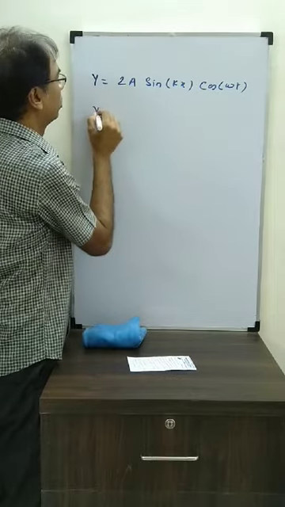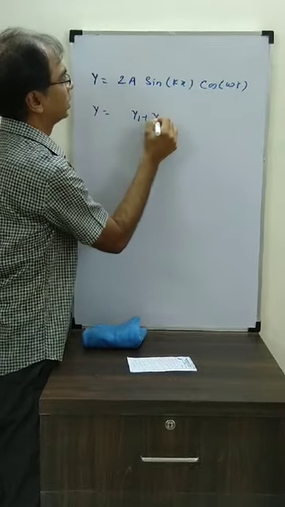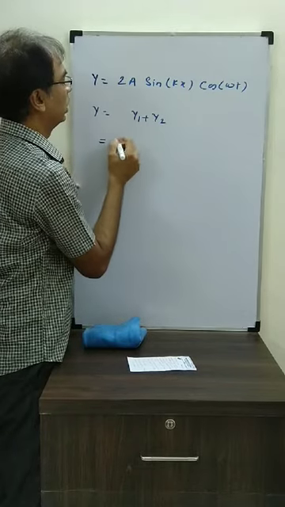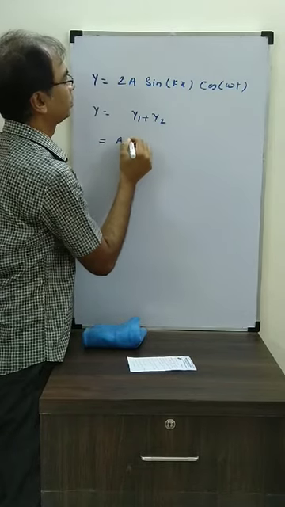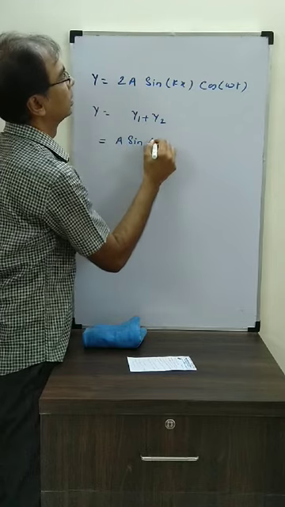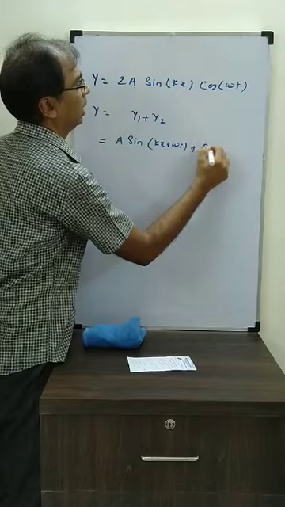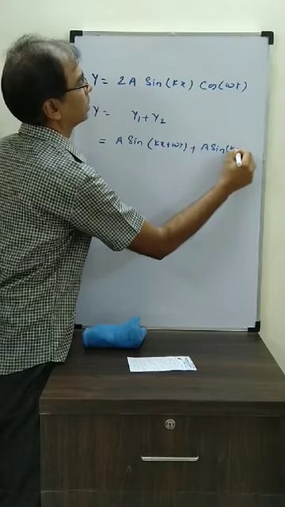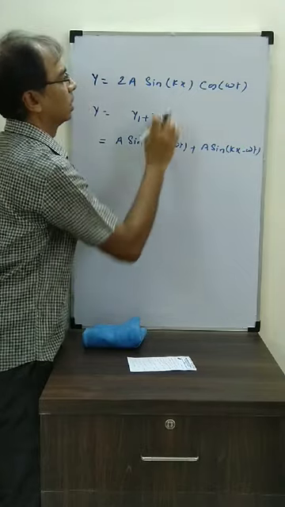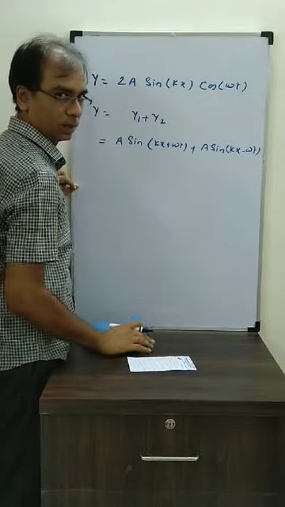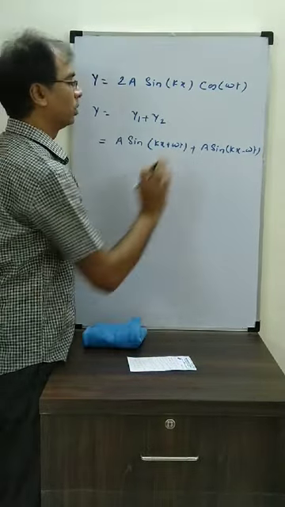Now we know that y equal to y1 plus y2, we did in our last class. What was y1 and what was y2, that I am writing. It was a sin(kx plus omega t) plus a sin(kx minus omega t). Okay, that means kx plus omega t and kx minus omega t. These are its constituent waves.